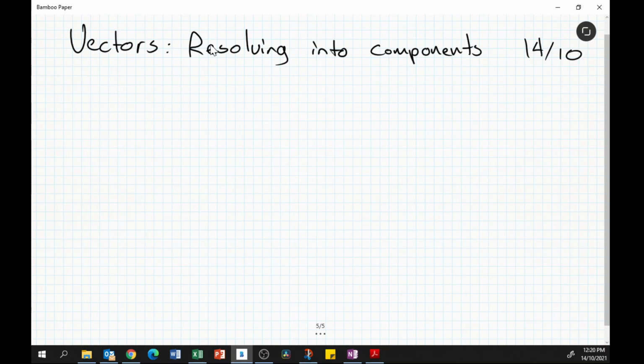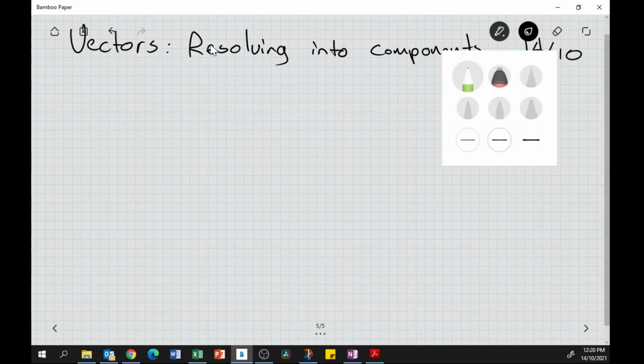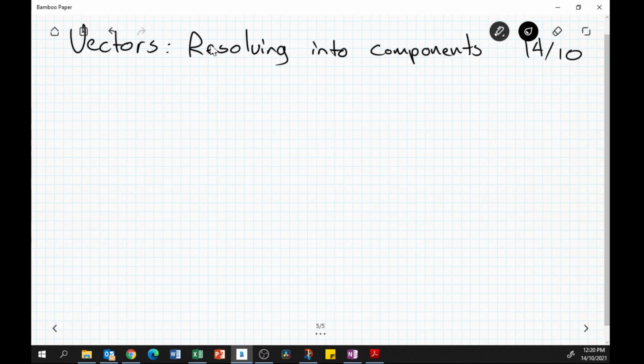Yes? Say again? What form? No idea what that is. Probably not. Well, that's what our resultant vectors is, isn't it? I don't know. We'll find out.